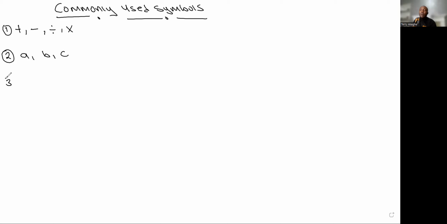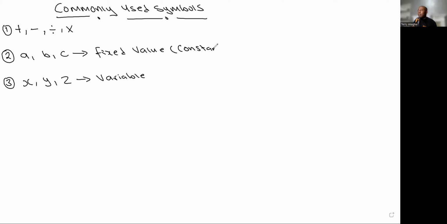Now, the third one that we usually use, you'll see things like X, Y, Z, usually is what we call variables. So when you hear variables, these are quantities that can change or they can vary, taking on different values. So a constant is fixed, okay? For a constant, these are fixed values, all right? And that means they don't change. But these ones are variables, so they are variables because they vary. So these are referred to as constants, all right? They are fixed values. These are variables.